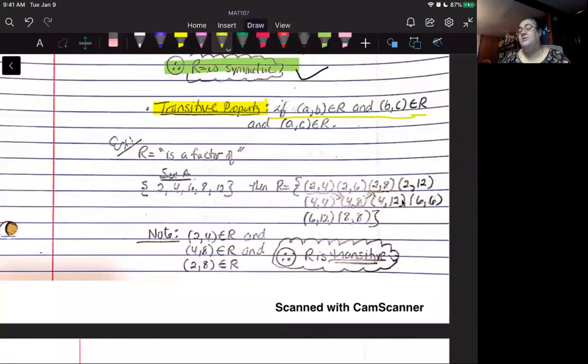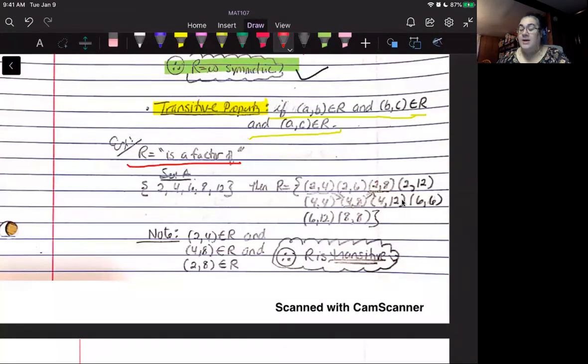And then it turns out that we also have an element called A comma C. Then this is considered a transitive property. Let's look at it in an actual set so that it makes a little bit more sense. So if the relationship we want to talk about is this, that R is "a factor of", that's the relationship we're looking at. Here's the set we're talking about.